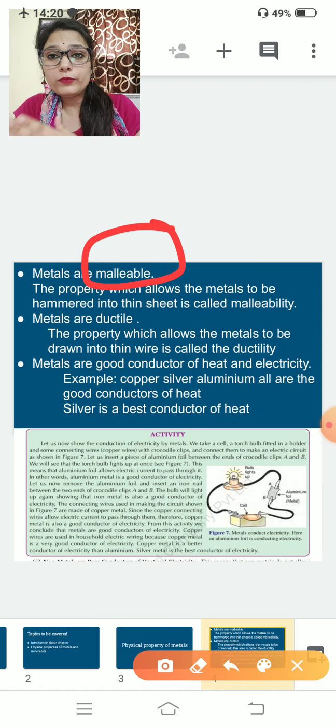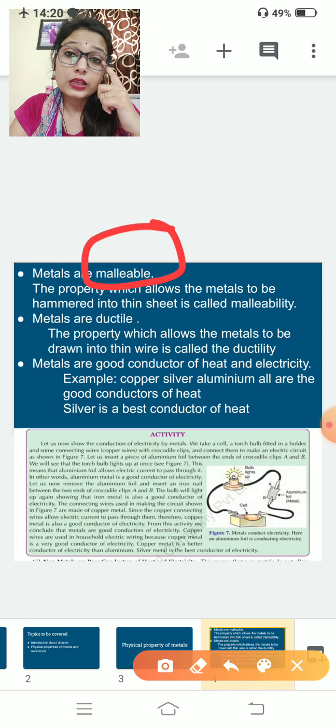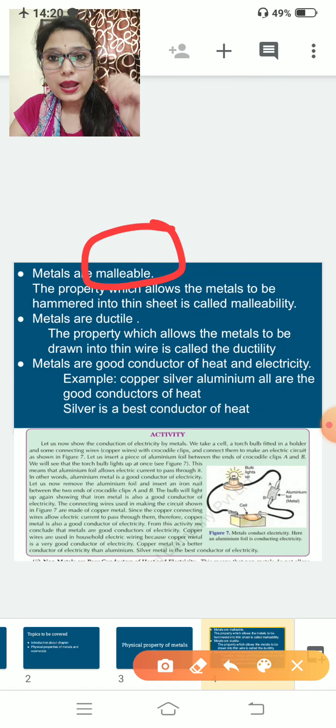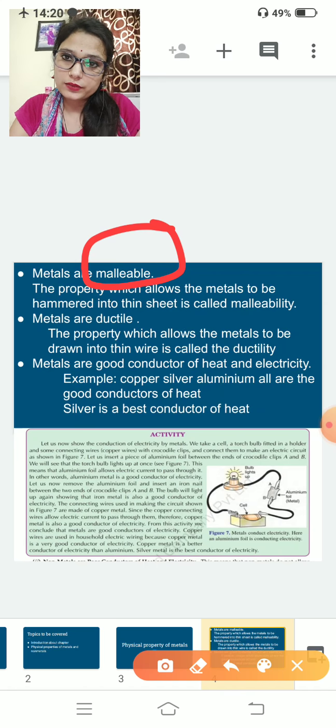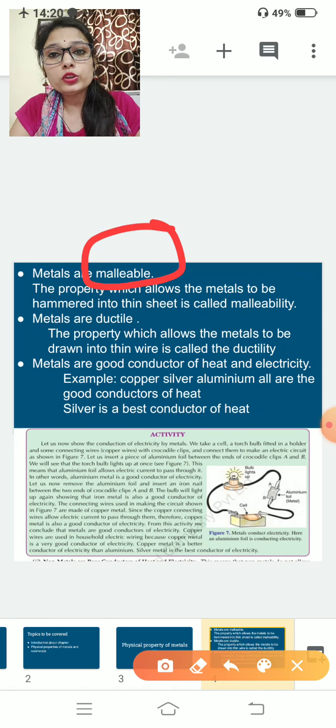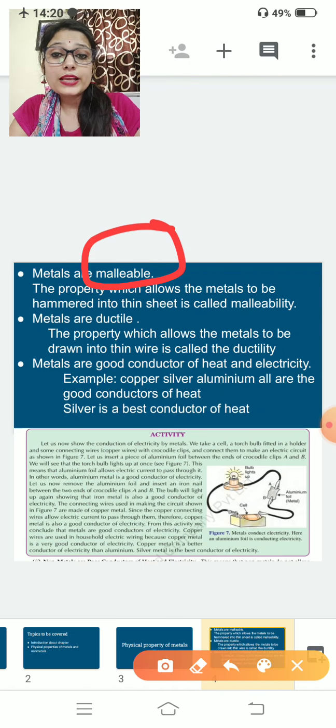How is that aluminium converted into a thin sheet? By hammering it. We beat that aluminium with a hammer and it converts into a sheet. Clear? So malleability is a process in which you convert metal into a thin sheet. Next property.